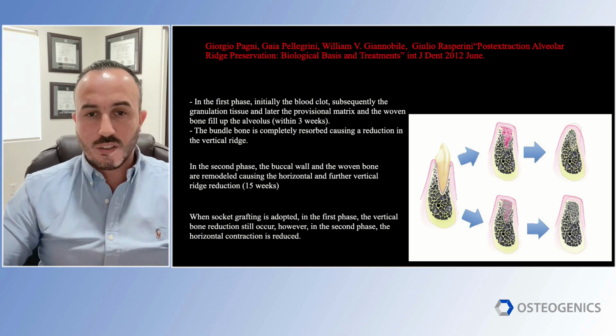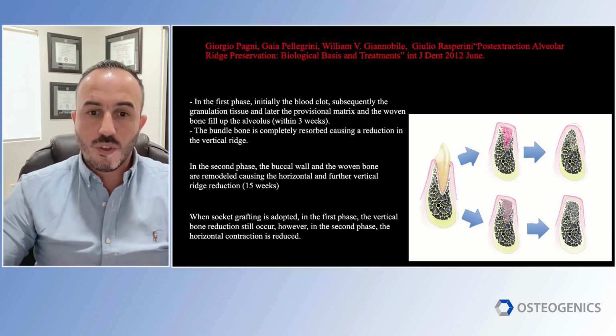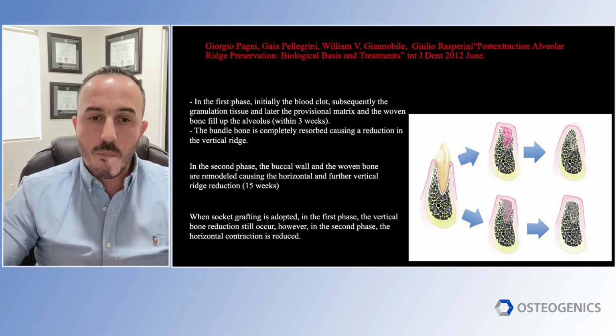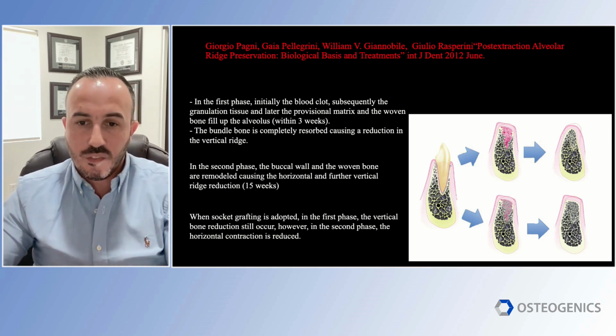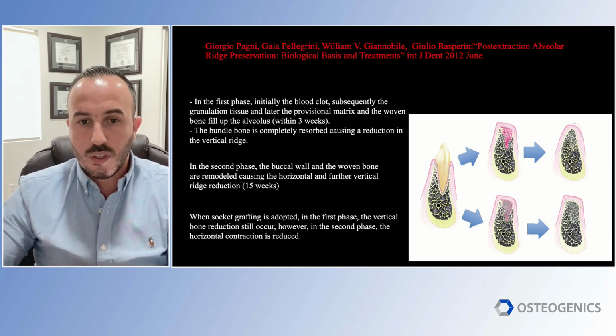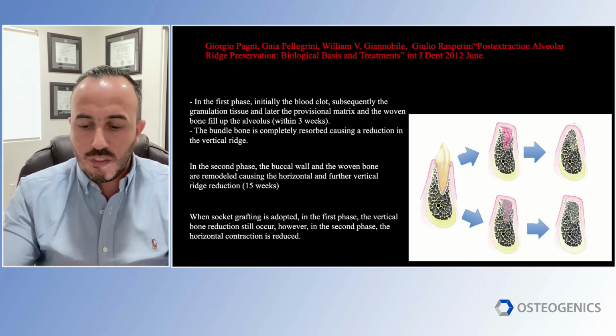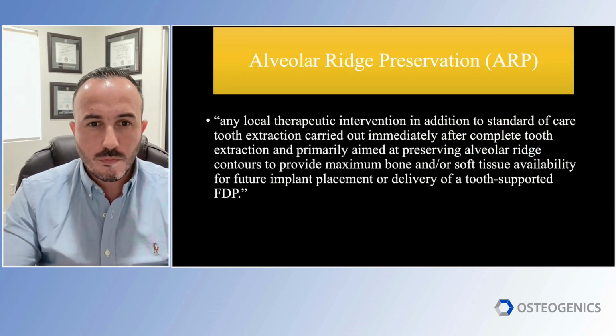So when we do the socket grafting or alveolar ridge preservation, what we're trying to do is minimize as much as we can the second phase, the horizontal ridge reduction, with a little bit of the vertical component.